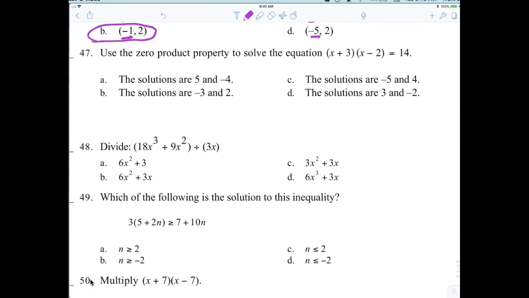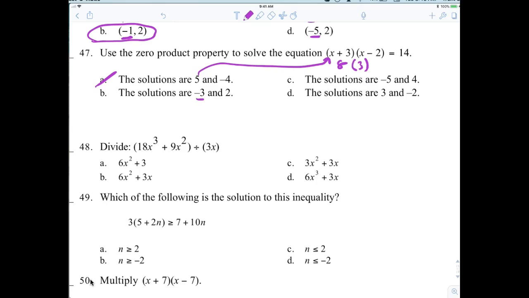Now look here, guys, because to me, there's a lot of algebra involved here. I wouldn't do it. I would just plug in the answers. Listen to me. On standardized tests, a good strategy is to plug in answers. So if I plug 5 in for x, what's 5 plus 3? 8. 5 minus 2 is 3, 8 times 3 is 24. So that's not the answer.